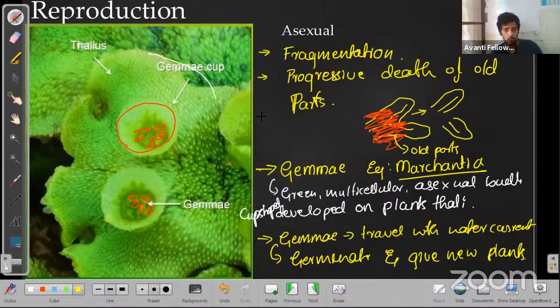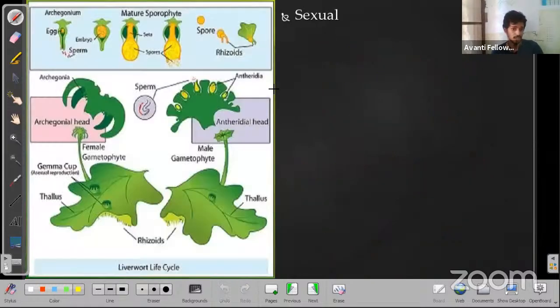I think you understood about the gemma cup. Remember, asexual reproduction happens by three processes. One, fragmentation. Second, progressive death of the old parts. Third, the production of the gemma cup in certain individuals, not in every individual. An example is Marchantia. Those gemmae travel with the water current and, after germination, give rise to a new plant. Next is sexual reproduction, which you have already seen.